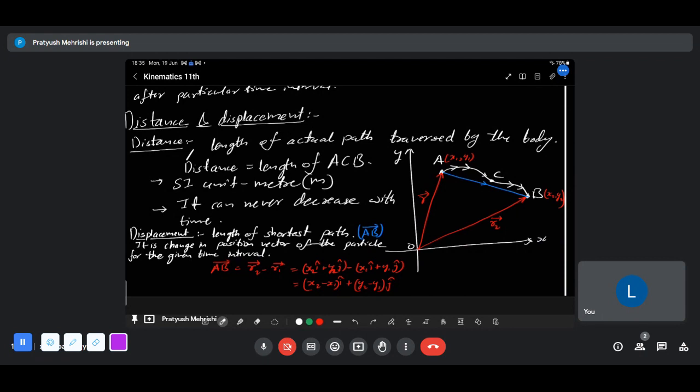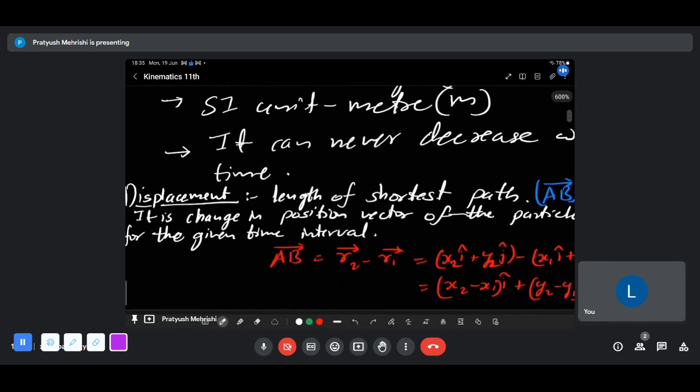Next is displacement. What is displacement? Displacement is the length of the shortest path from A to B. This is the displacement. Here the AB vector is the displacement vector. This is displacement vector AB.